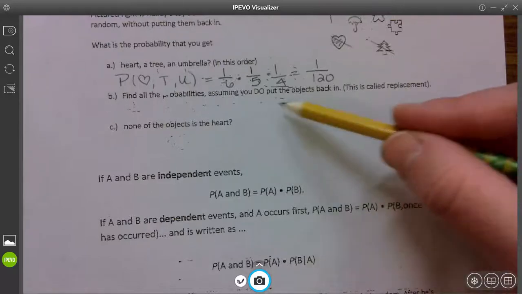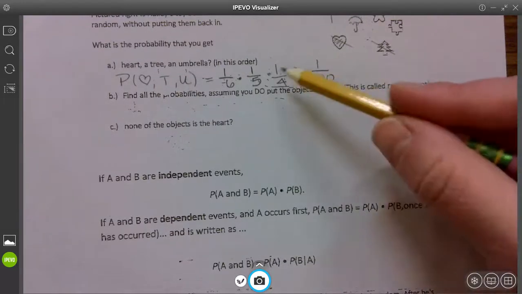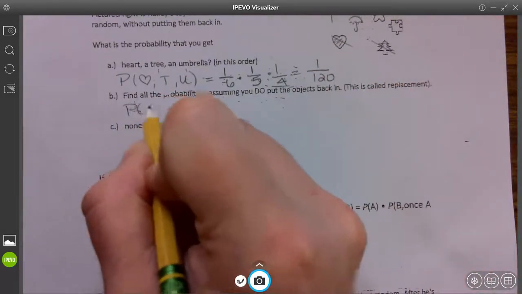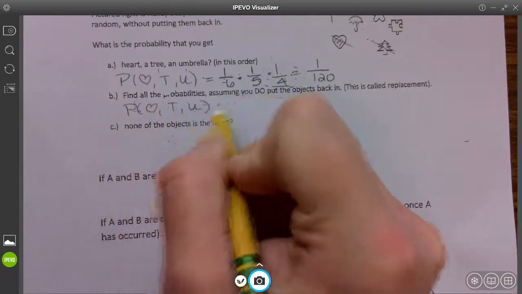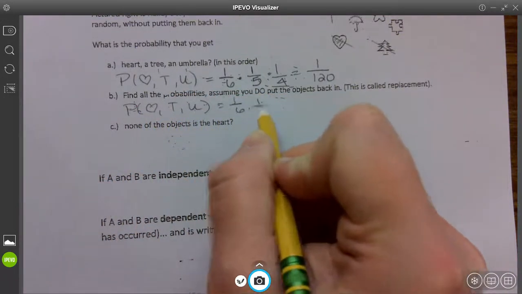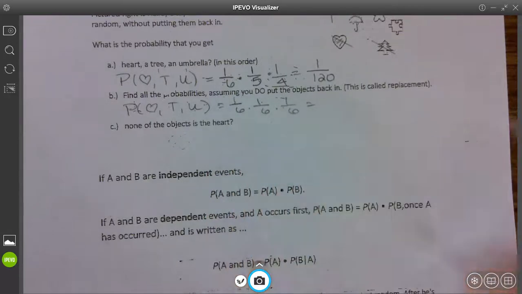This one says, what if I do put all the objects back? This is called replacement. So what's the same thing? What's the probability I get a heart, a tree, and an umbrella, given that I put them all back so that there's 6 every time?